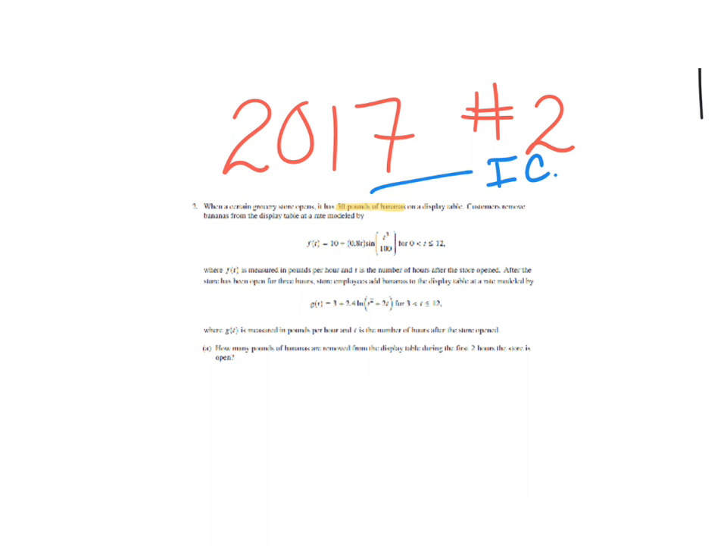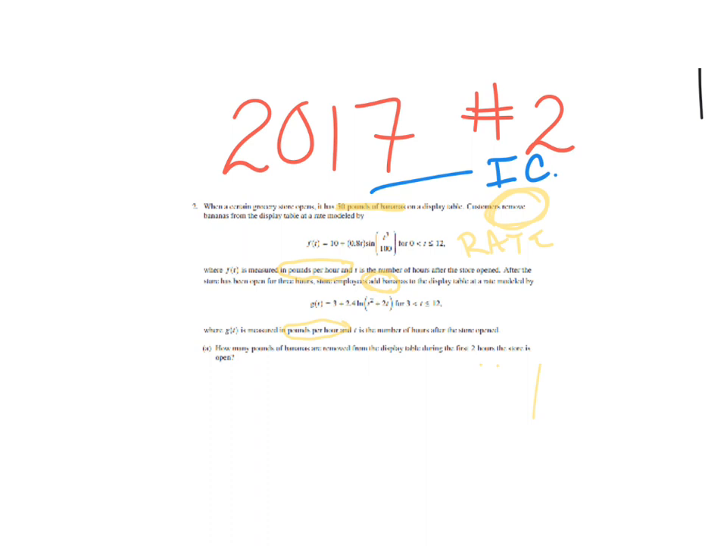Okay, so now take note that we have a certain amount of bananas that are being removed from the table, where F of t is measured in pounds per hour. Okay, so this is a rate. It is measured in pounds per hour. And after the store has opened, some store employees add bananas. And this is also measured in pounds per hour.